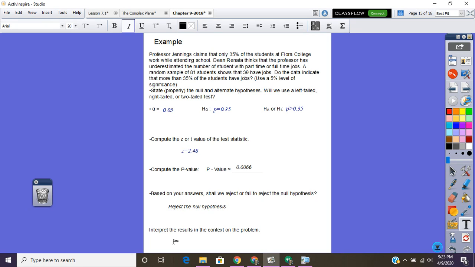All right, interpret the results in the context of the problem. If we're rejecting that this is the proportion, the way we're going to interpret this is, we're going to reject that only 35% of students have jobs, and accept the proportion is higher.